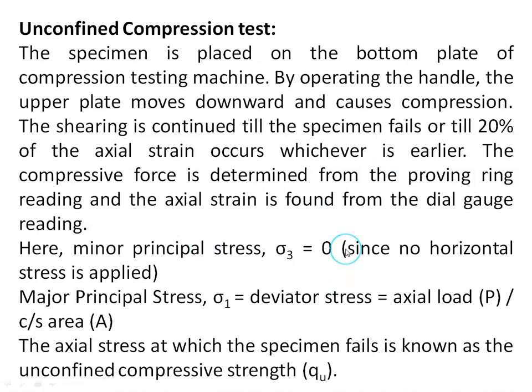So here the minor principal stress equals 0 because there is no horizontal stress applied on the soil sample. Only vertical stress will be applied. And the major principal stress is nothing but the vertical stress applied corresponding to failure. So corresponding to failure, the axial load divided by the cross sectional area will give you the major principal stress. The axial stress at which the specimen fails is known as the unconfined compressive strength.